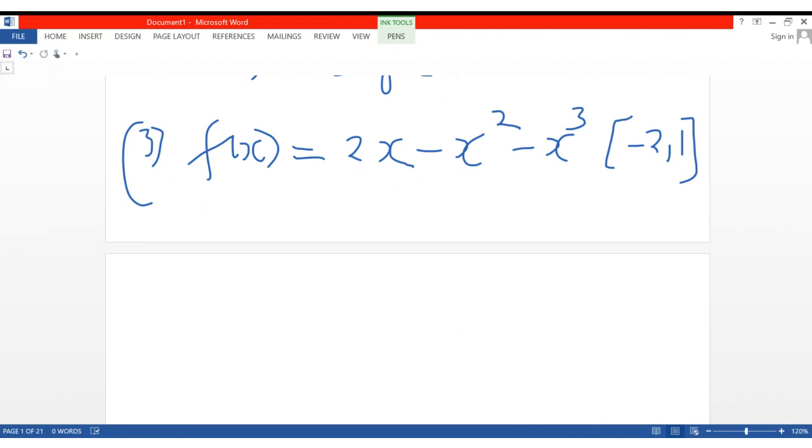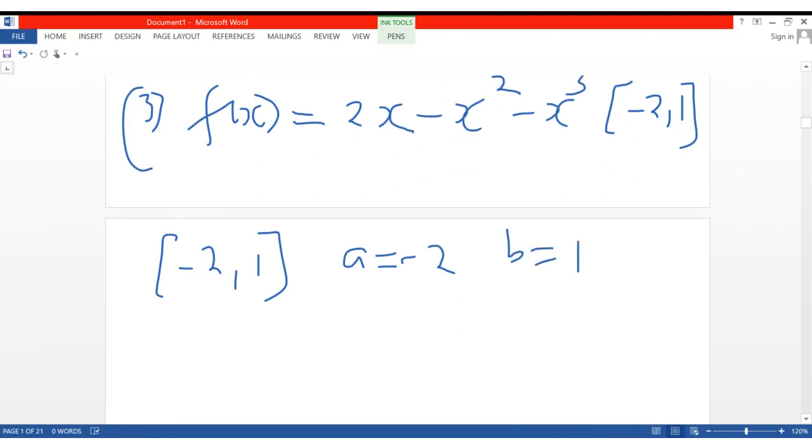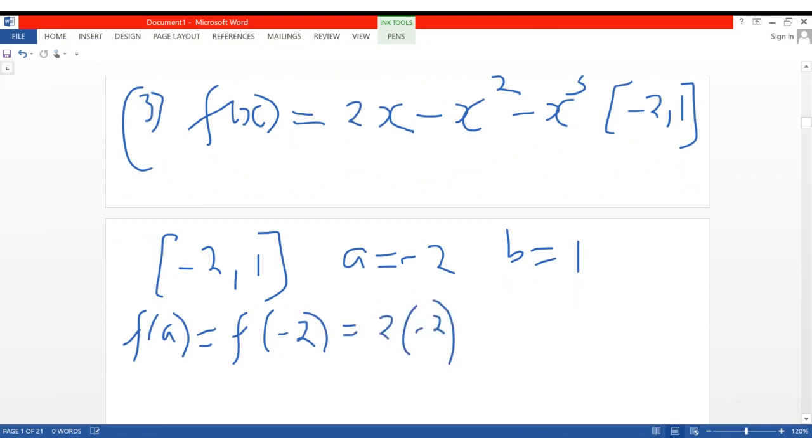So that is very, very important. You must state that. Our next step is to find our a, the endpoint on the left, that is negative 2, and our b, the endpoint on the right, which is 1. We confirm if these two are equal when we replace in our function. So let's do f of a, that is f of negative 2. We replace in the function: 2 times negative 2, minus negative 2 squared, minus negative 2 raised to the power 3.